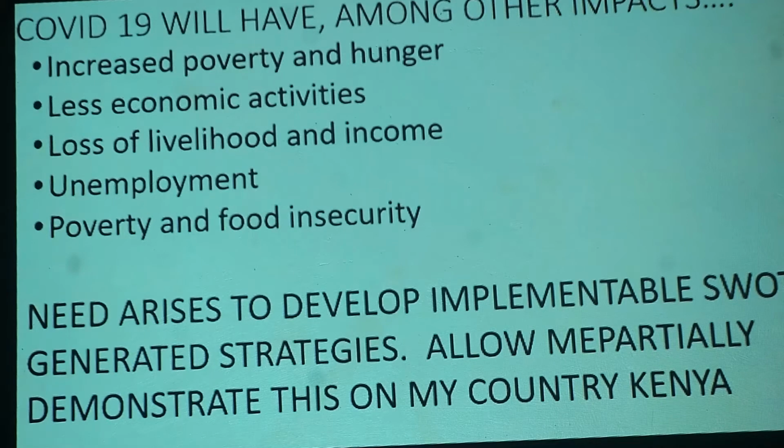For Kenya, two or so of the pillars of President Uhuru Kenyatta are in jeopardy. Food insecurity is staring us in the face. Universal health care is staring us in the face. So I am persuaded that the need arises to develop implementable SWOT-generated strategies. Allow me to partially demonstrate this on my own country, Kenya.